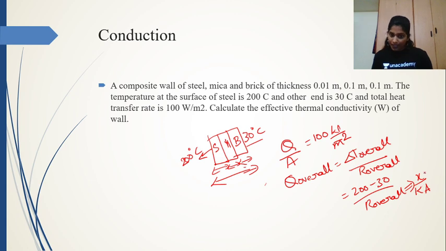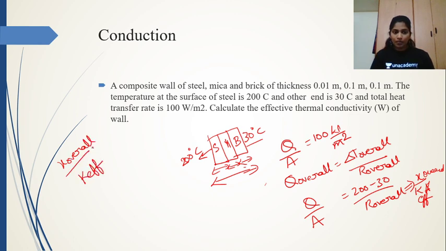Ka, right? But here we have data about Q by A, so let us remove the area here. Let Q by A be equal to 200 minus 30 by R overall, which implies x overall by K effective, right? So what is x overall? What do you mean by x overall? X overall means the overall thickness of the wall, right?